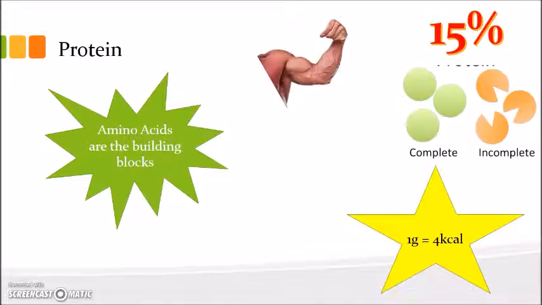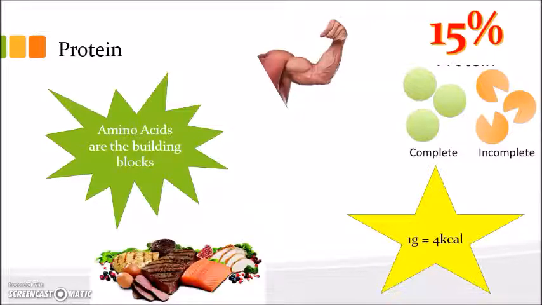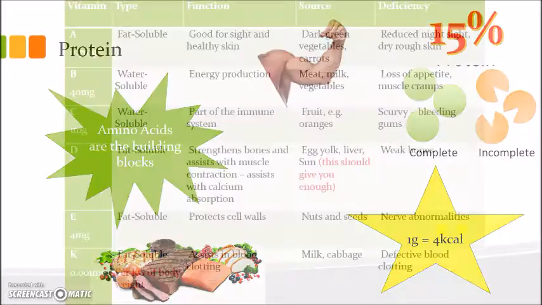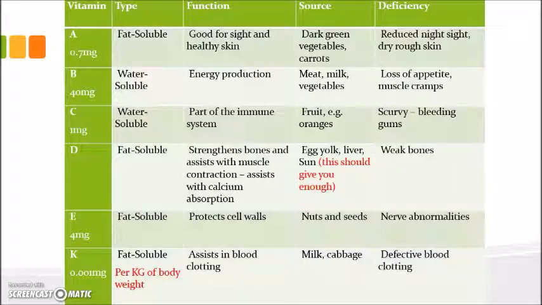That means with our food sources, we have complete and incomplete proteins. Complete proteins include all 20 amino acids, whereas incomplete do not contain all 20. Examples of complete proteins are things like meat, whereas incomplete protein can be things like fruits and vegetables. Right, moving on now to vitamins.